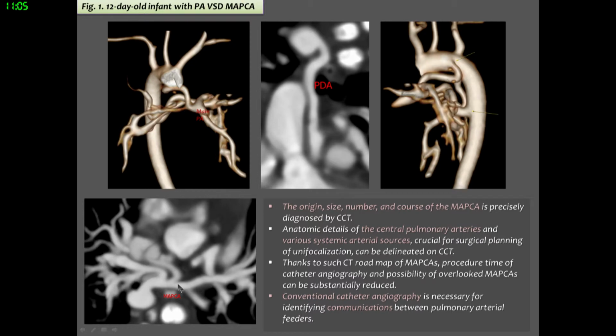Thanks to such CT roadmap of MAPCAs, procedural time of catheter angiography and possibility of overlooked MAPCAs can be substantially reduced. Conventional catheter angiography is necessary for identifying communications between pulmonary arterial feeders.